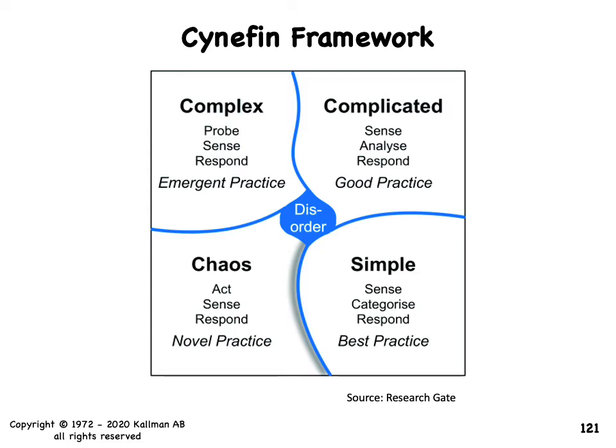And the reality is that for each of these, as you look at them, good practice for complicated, emergent practice for complex, and novel practice for chaos, all of a sudden it makes total sense that for these 3 boxes, for complicated, complex, and chaos, you're going to basically want to use Agile and Agile methodologies.